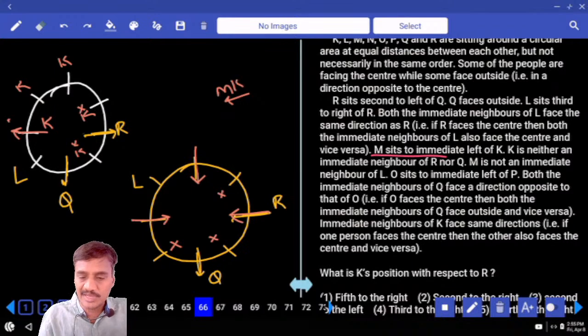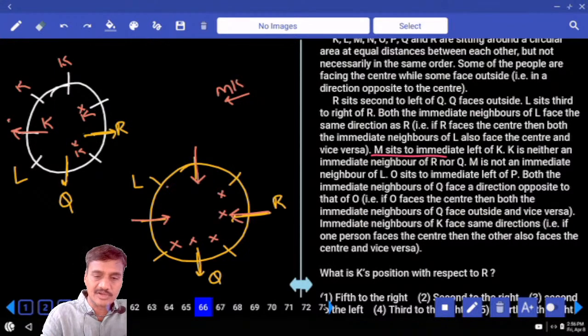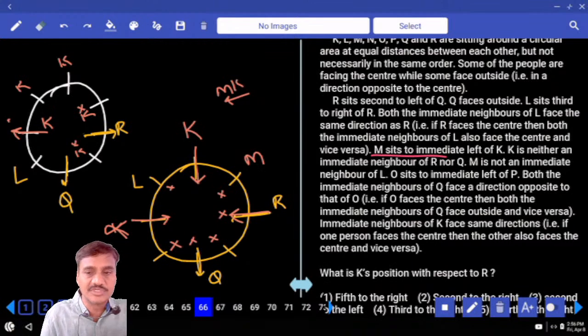And again coming back to this one. Look here, K cannot be here, cannot be here, and cannot be here, so 2 possibilities. Now if K is here, M sits to the immediate left of K is not possible. Hence what is the only possibility? K is here, M is here, M sits to the immediate left of K. And in the second case we have got only one. K is not an immediate neighbor of R or Q, since they have no neighbors there.